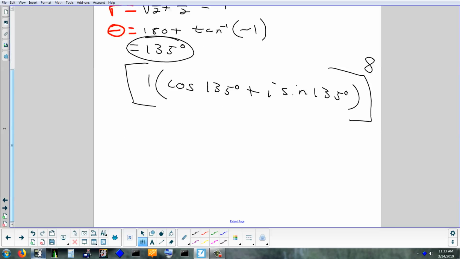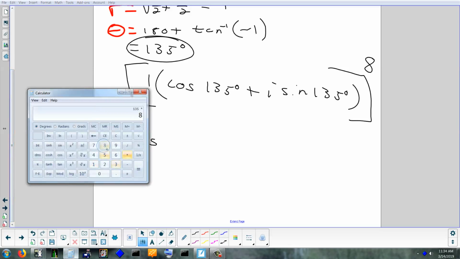What's my radius going to be? 8? No, 1. 1 to any power is 1. Right, 1 times 1, 8 times, is still 1. So 1 to the 8th power is 1. What's the calculation for my angle going to be? 135 times 8.